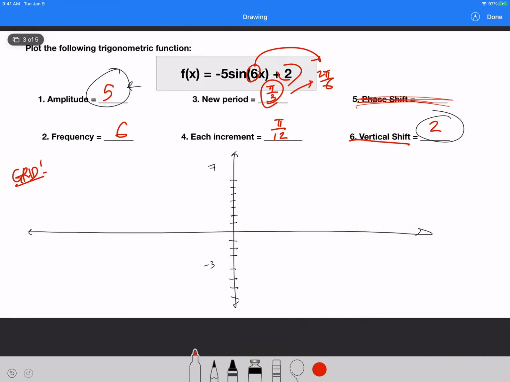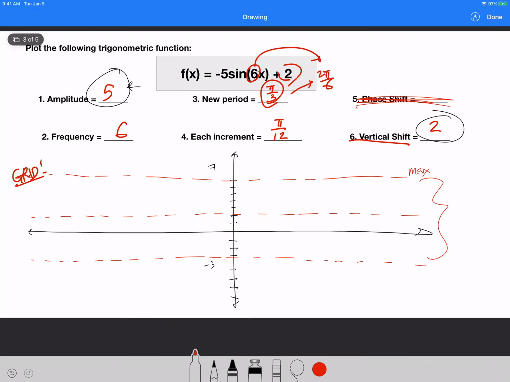It's going to start at positive 2, and it's going to end up at positive 7, and it's going to end at -3. You know, give or take, that's a good grid, right? So that's max, that's mid, and that's minimum. Okay, so now I have established that framework. Now each increment is what I need to do. So I'm going to make each x scale to be pi over 12.